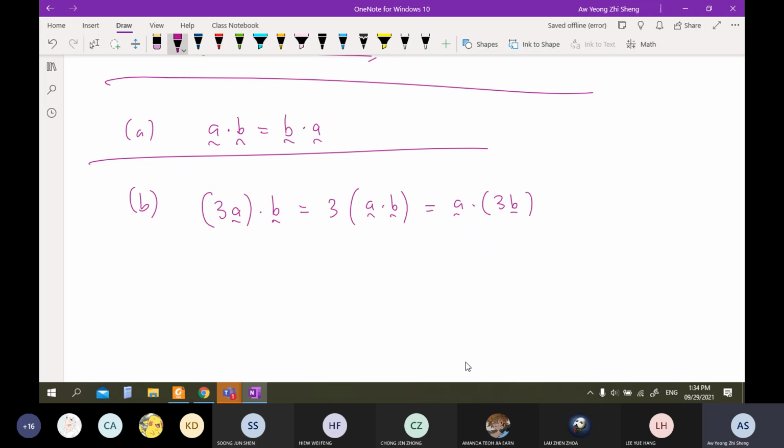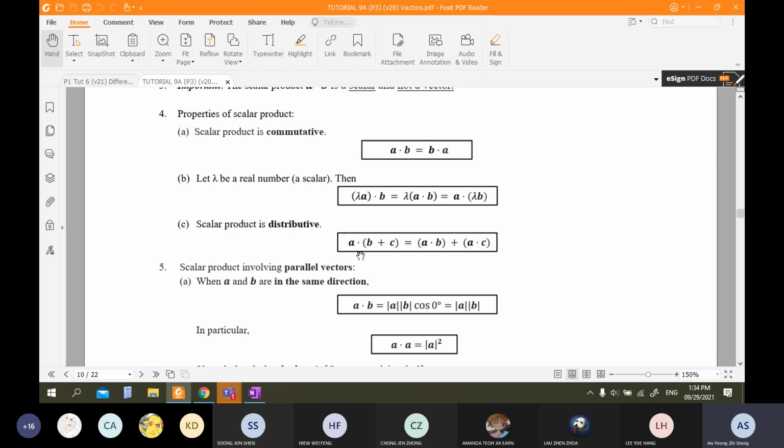This is also a useful property. The scalar of 3, you can move it around. When you compute dot product, you are allowed to move the scalar around. Whether you want to stick your 3 with A, stick your 3 with B, or compute A dot B first and then multiply by 3, they all are the same. Property C says scalar product is distributive, in the sense that it works like the usual way when you would multiply a number over a sum.